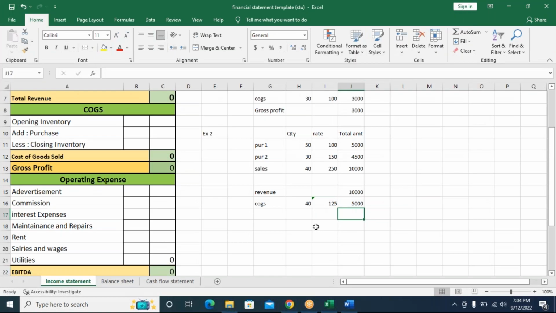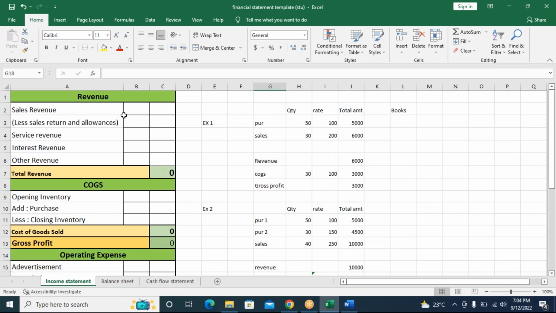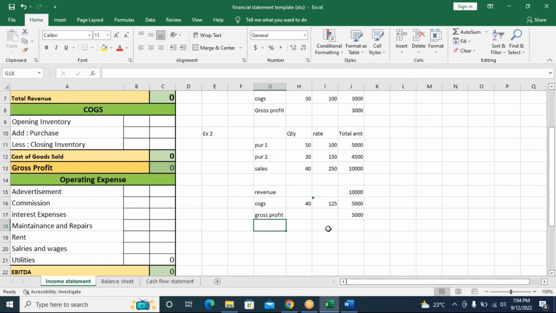So now tell me what will be my gross profit. Gross profit will be revenue minus COGS. This becomes my gross profit. So you understood till here, how the calculation of revenue and COGS is done? Okay. Yes, ma'am. Yes.